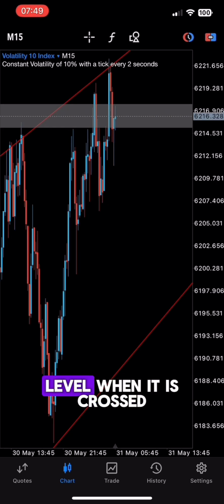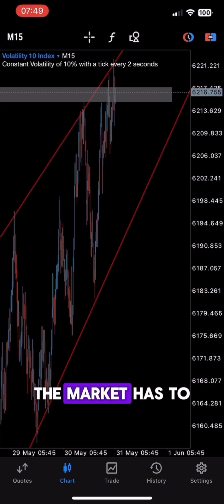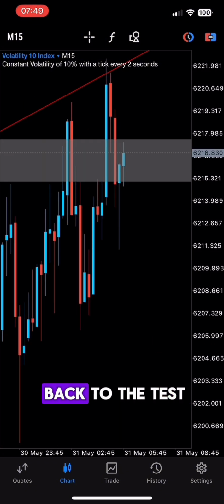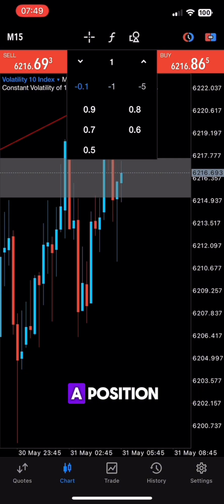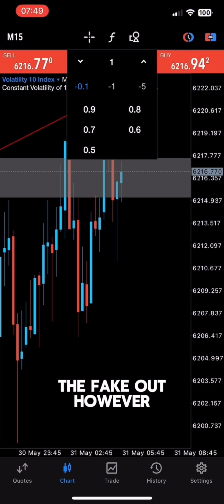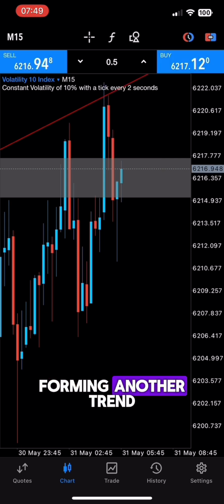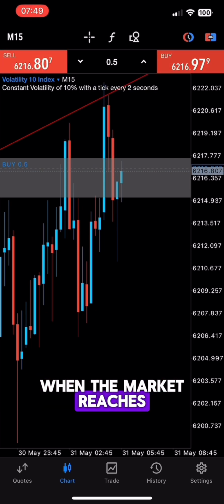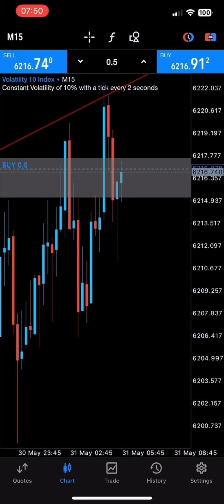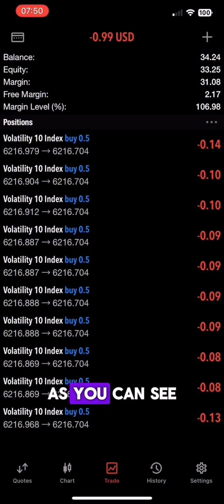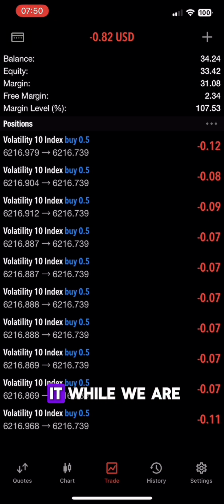When this major resistance level is crossed, the market has to go up a little bit, and then it comes back to retest that level. So what we do here is we enter buys. Right now we are trying to enter a position where we are trading the fake out. However, the market will be forming another trend. I will show you when the market reaches that level. Now that we have bought the market, let's wait for it. As you can see, we are still in loss. Let's just wait for it.